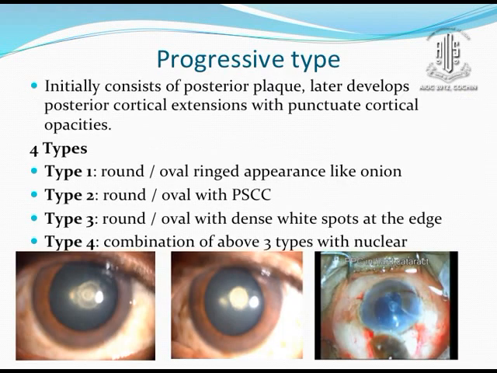The progressive type consists of a posterior plaque initially, which later develops posterior cortical extensions with punctate cortical opacities. There are four types: type 1, round or oval with a ring, the onion ring appearance. The second one is associated with posterior subcapsular cataract. Type 3 has dense white spots at the edges, and type 4 is a combination of all the above with nuclear sclerosis.